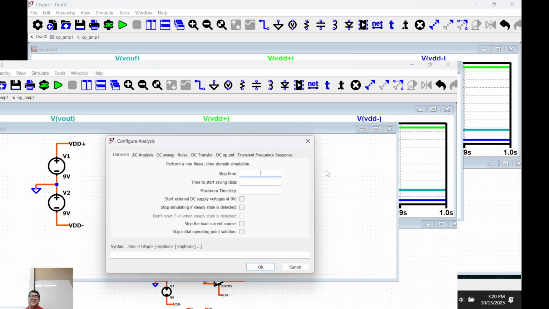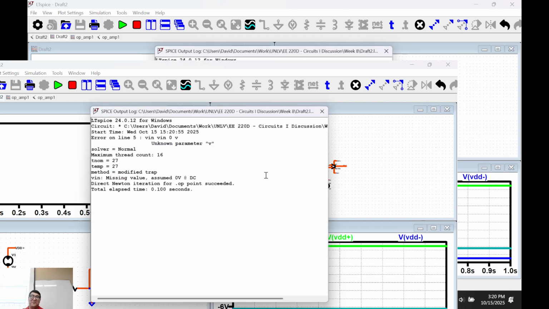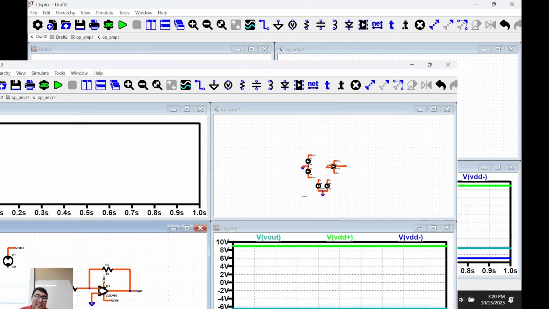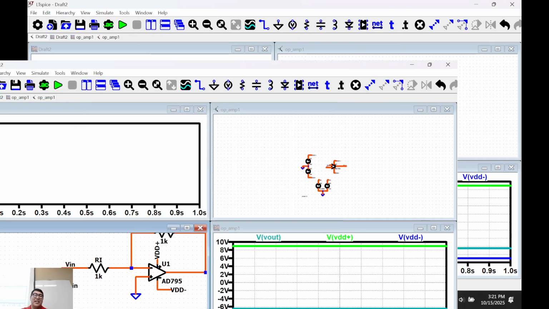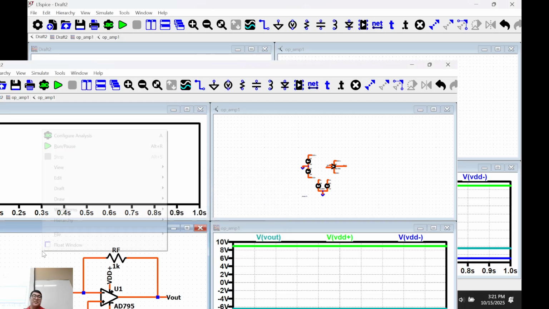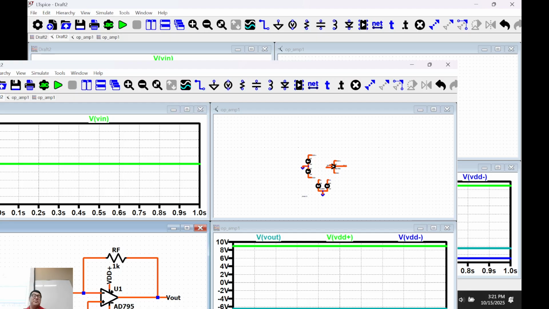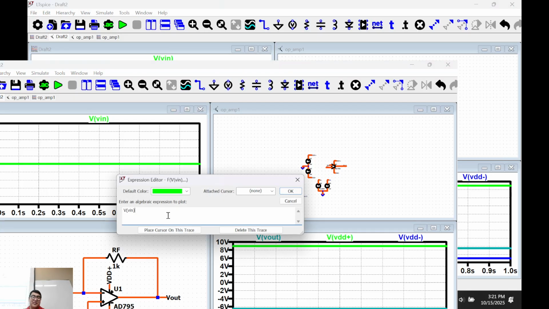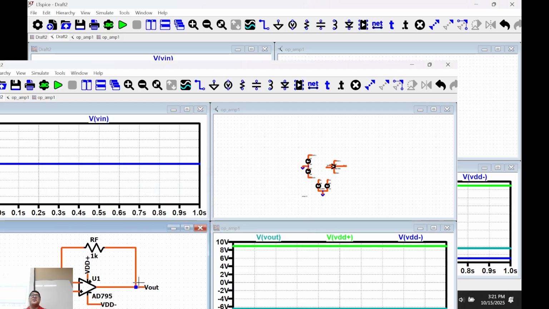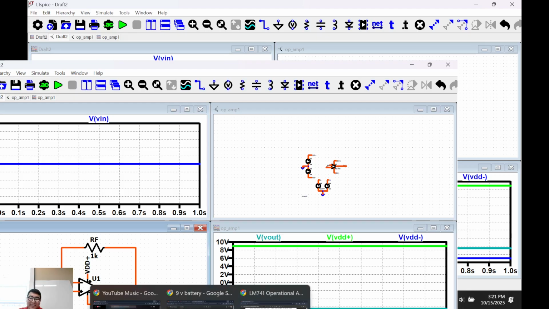Let's run this. It says unknown parameter because I didn't put anything in here. Let's put 1 volt. All right. Run it. What's our input? 1 volt. What's going to be our output with a 1K resistor and a 1K resistor? I don't know. Let's prove it.